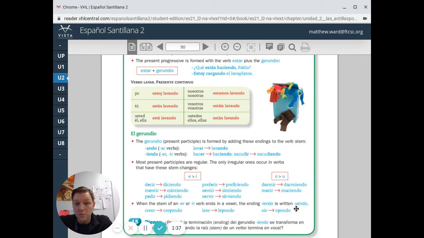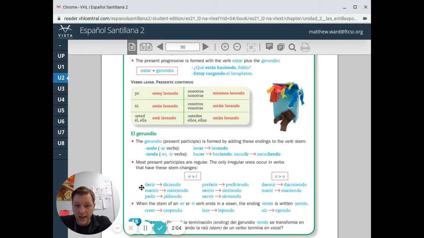Many stem changers have a weird form in the middle. If you remember decir, to say or to tell, it's an E to I stem changer. It changes to diciendo instead of deciendo. These have to be memorized. It probably is worth your time to spend time memorizing them. Make flashcards, practicing them until you get them. I'm sure you will see these on tests and quizzes.